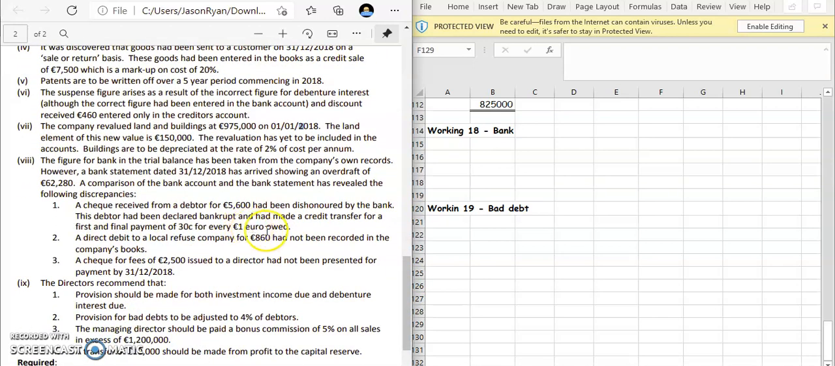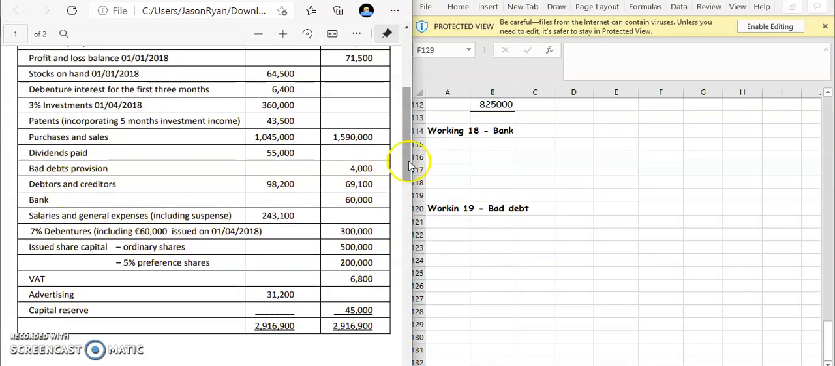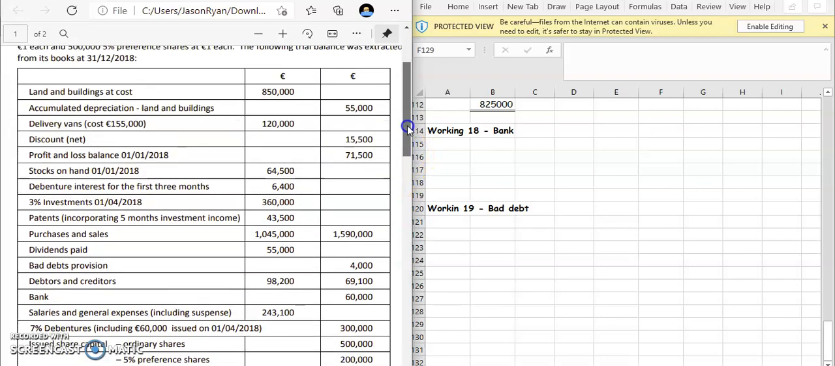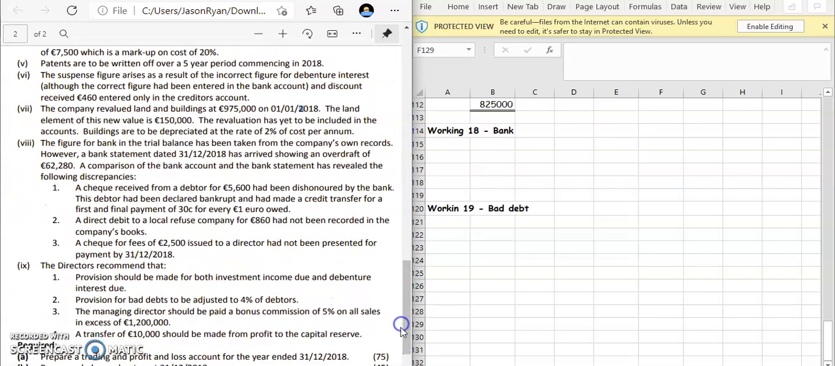The debtor has declared bankrupt and made a credit transfer for the first and final payment of 30 cents for every €1 owed. So for every €1 this debtor owed us, he gave us 30 cents, by credit transfer. So you have to get 30% of 5,600. That's going to go into our bank, so that's going to reduce our overdraft. And then for every 70 cents we have, that's going to be bad debt. So we're going to create a bad debt. Have a look and see if you have any bad debts in the question. A bad debt provision is different, that goes into your balance sheet. It doesn't look like we have any bad debts, so we'll be creating a bad debt.